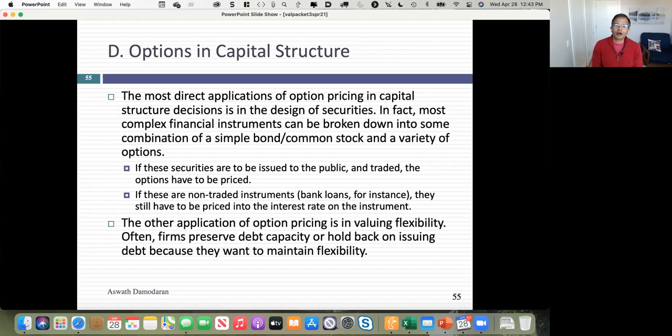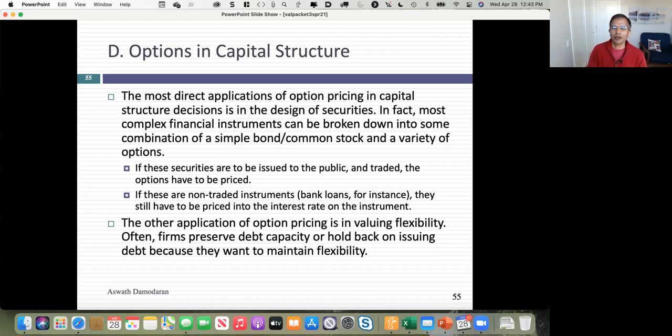So now let's talk about a side issue, something we don't talk about often in the context of capital structure, which is how options play out in the capital structure decision. The capital structure decision in corporate finance is about how much you borrow and how you borrow. The most common manifestation of option pricing in capital structure is when you issue convertible bonds or convertible preferred. Why? Because there's an actual option there, right?